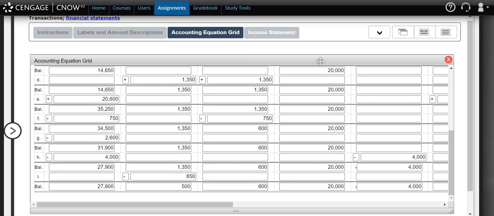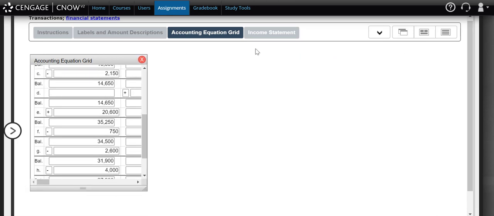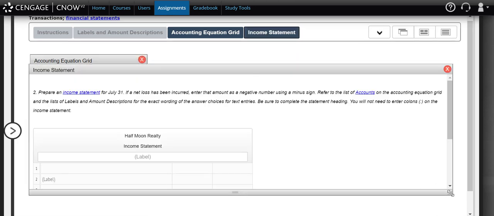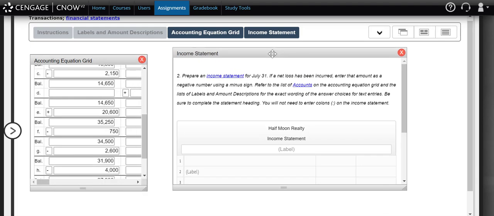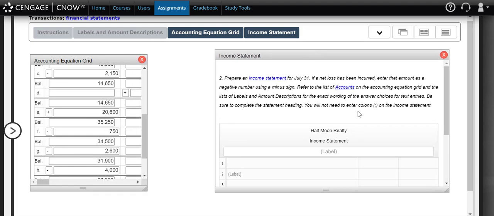Remember, just as always, we have to prepare our financial statements in a particular order, and we're going to do that same thing here. The income statement always comes first because we need that net income or net loss in order to prepare our statement of owner's equity. Again, they always give you some additional instructions at the top. Please make sure you read through those.